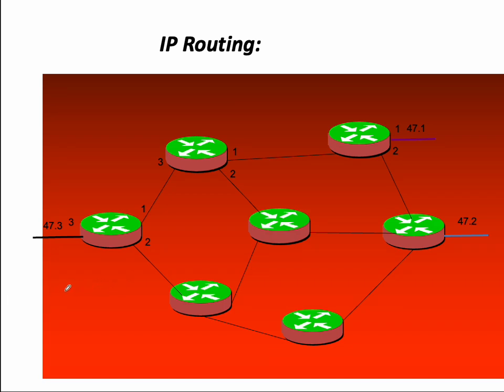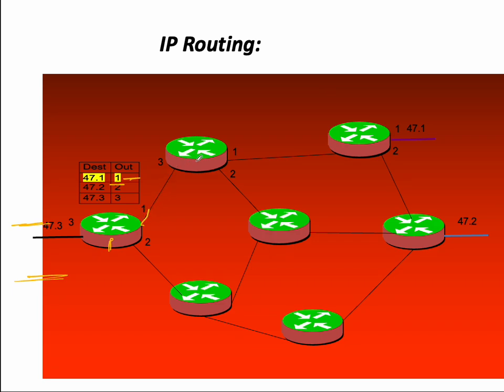Now let's take another example of IP routing. For example, from here the computer wants to reach the IP 47.1.1.1. How will it work? First it takes a look at the routing table of this router, and it says, hey, if this network is 47.1, it needs to forward it from this port, serial number 1.